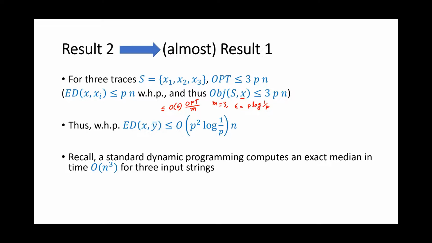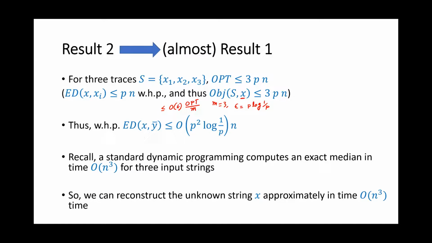Now recall that using standard dynamic programming, we can compute an exact median in time exponential in the number of inputs. Now here the number of inputs is only 3. So the running time is just n cube. So we can reconstruct an unknown string x approximately, with distance p square log 1 over p times n, in time n cube.